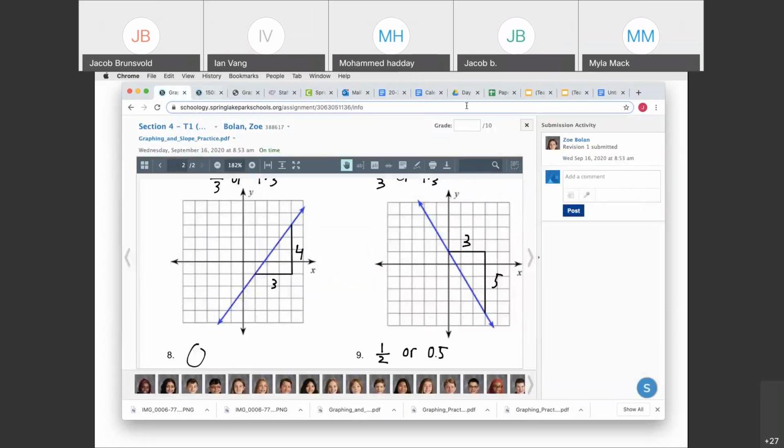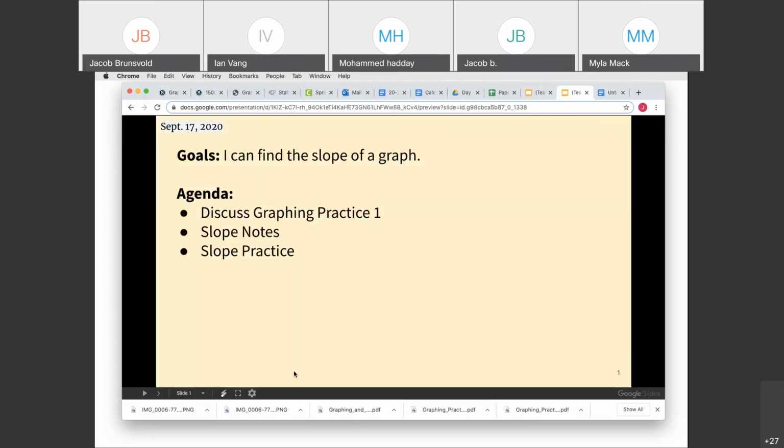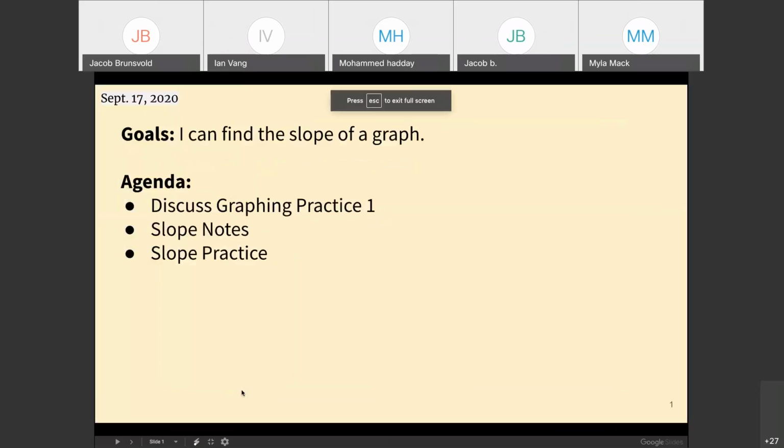Okay, so what are we doing today? Let's go over what the goals and agenda are for today. Goal: hopefully by the end of this class, you will know how to take a graph and find the slope of the best fit line. So that's what I want you to be able to do, is find the slope of a graph. If you already know how to do that, great. Today's going to be super easy. If you're not sure you remember how to do that, don't worry. I'm going to go over it step by step.